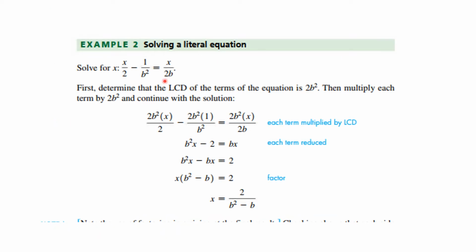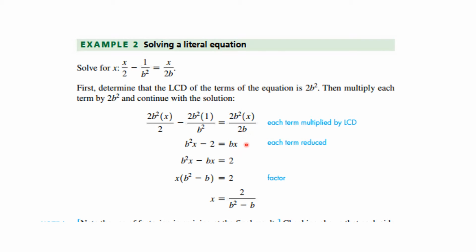Here we have solving a literal equation. We want to solve for x. Again, we've got a bunch of denominators, so we're going to multiply all the way through by 2b squared, which is the least common denominator, each term by 2b squared. So 2b squared here, 2b squared here, 2b squared here, both sides. Here the 2's will cancel, here the b squareds will cancel, and here the 2b will cancel, and that gives us this expression.